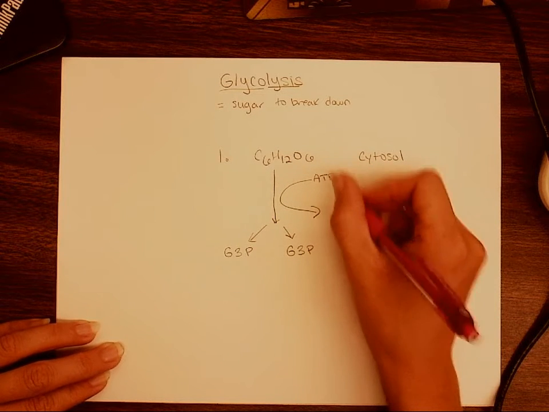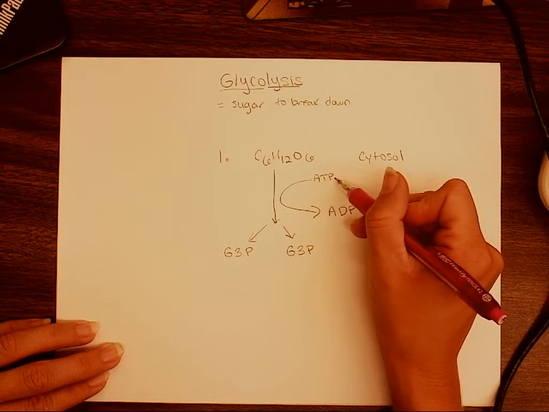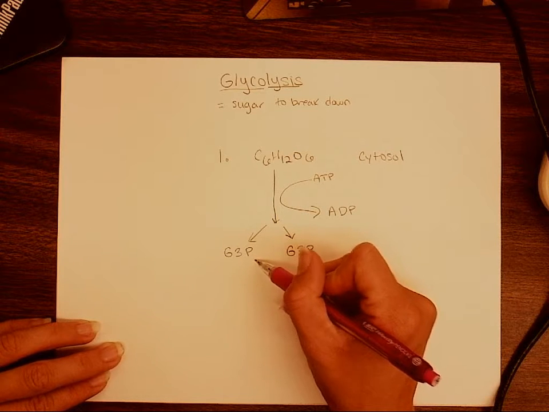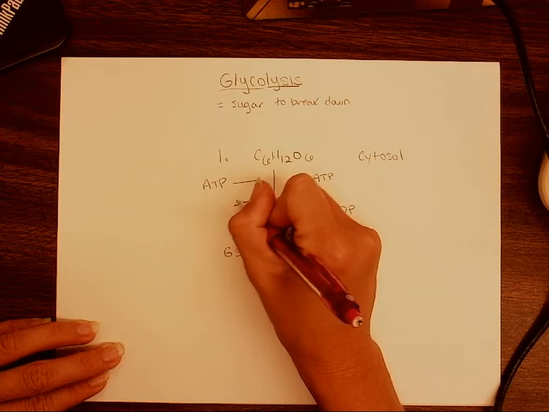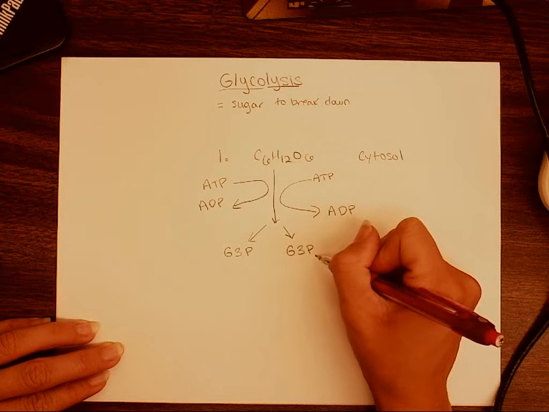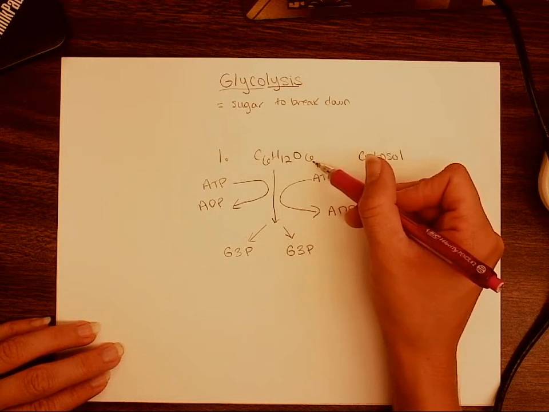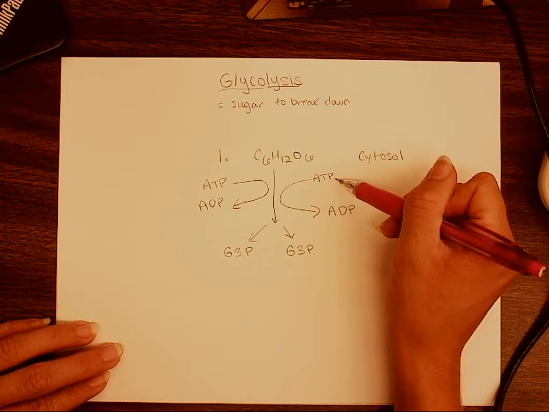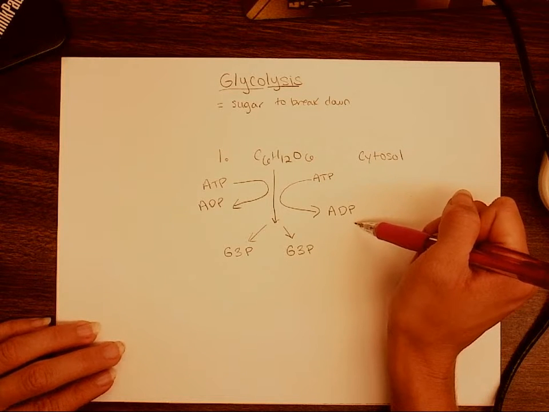If ATP is used, this turns into ADP. One of these phosphates off of the ATP is going to go to this G3P over here. We see a second molecule of ATP is going to be used and turns into ADP. And again, that phosphate is going to come over here. So step 1, sugar is going to be broken down into G3P with a little bit of ATP being used. ADP is going to be produced.